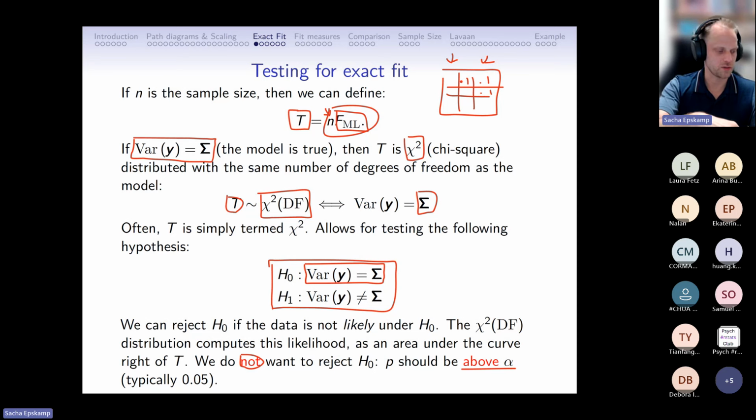And actually, the test that we're doing is testing if our model is not significantly different from a saturated model that explains everything perfectly. That's if you really think about it and define it in detail.